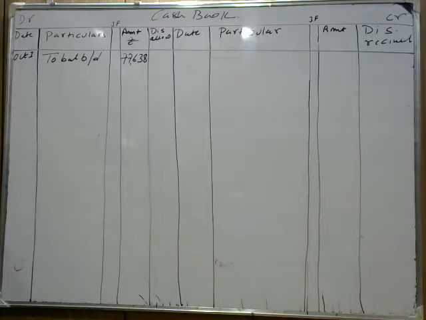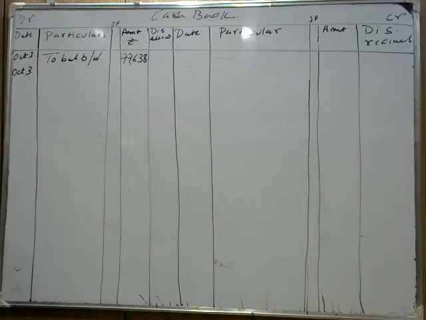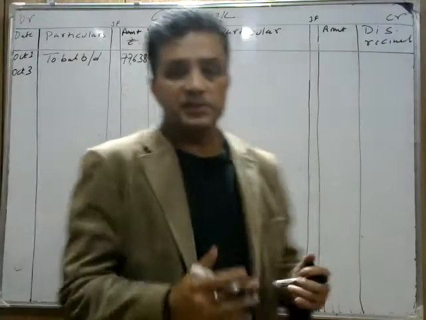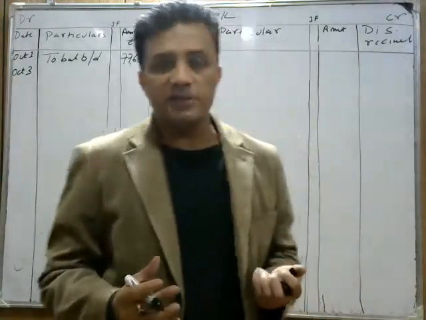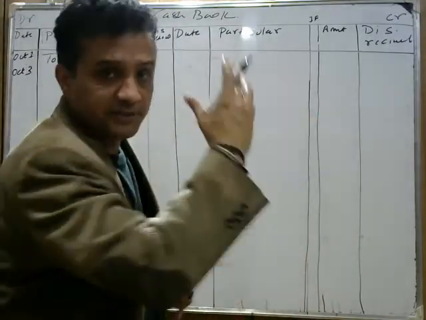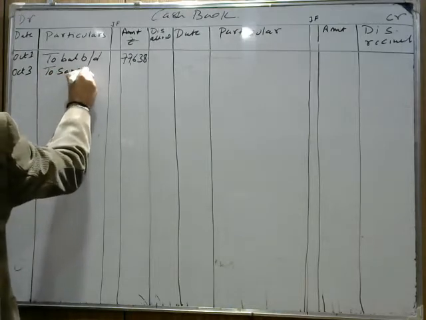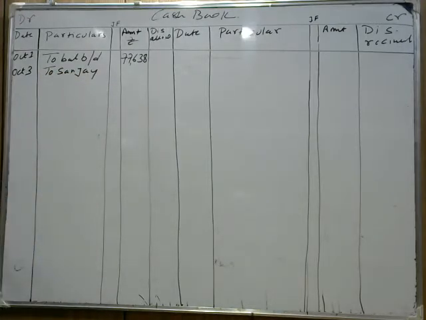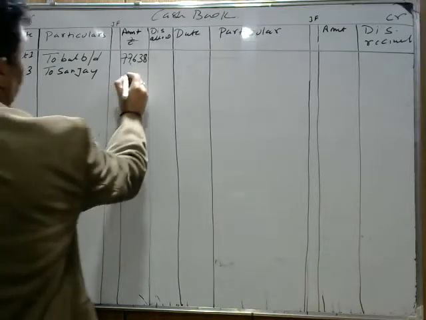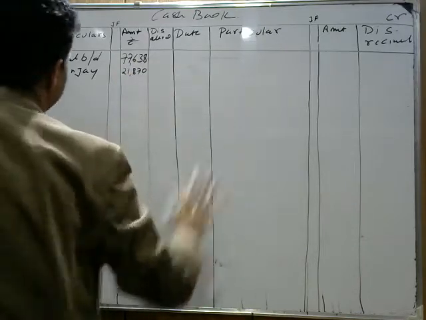Next thing is paid by Sanjay. Sanjay paid to us on October 3rd. We write October 3rd. Sanjay paid to us. Sanjay ने हमें pay किया. So we are receiving money from Sanjay. It increases our cash. Whenever cash increases, it's a receipt side. It's debited. So we write To Sanjay. How much money are we receiving from Sanjay? It's 21,870. So we write in the cash column 21,870. No discount is here.